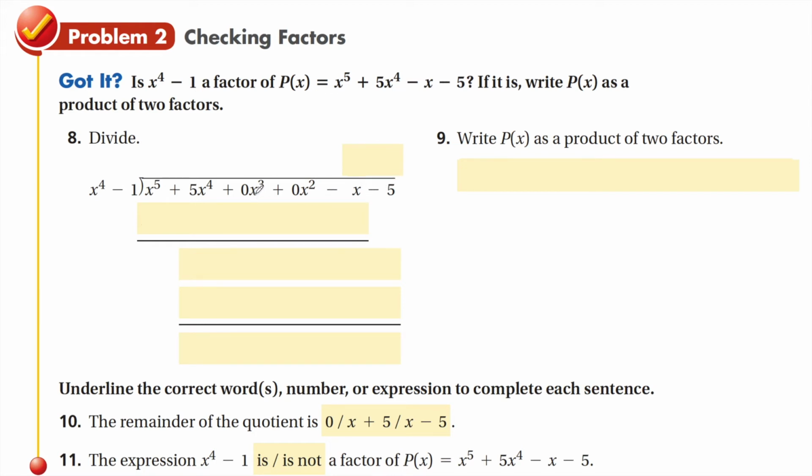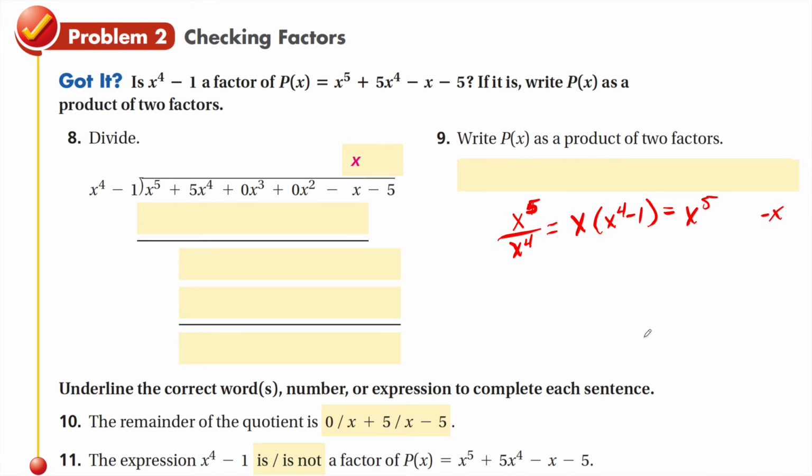And we're going to take this step by step. So we need to take that x to the fifth and divide it by x to the fourth, and you'll be left with just the x. So I'm going to multiply by x to start off. x times that x to the fourth minus 1 is going to give me, in this case, an x to the fifth and a minus x.